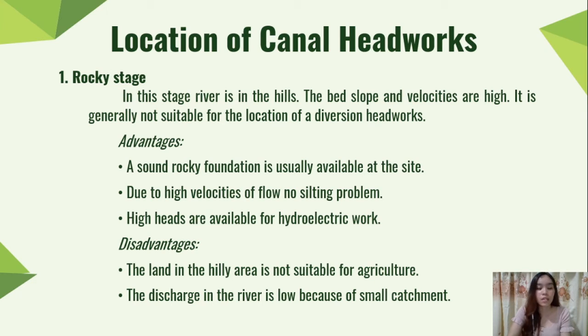The advantages are that a sound rocky formation is usually available at the site. Then, due to high velocities of flow, there is no silting problem. Then high heads are available for hydroelectric work. The disadvantages are that the land in the hill area is not suitable for agriculture, and the discharge in the river is low because of the small catchment.